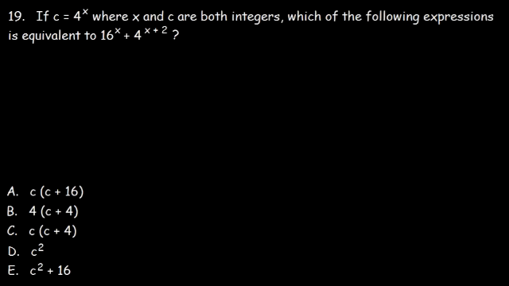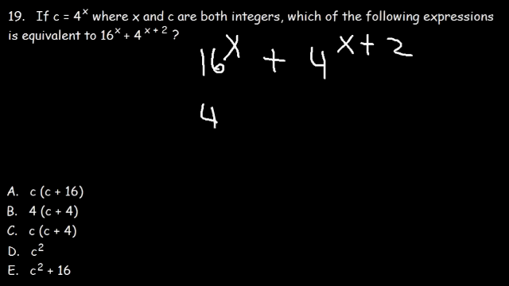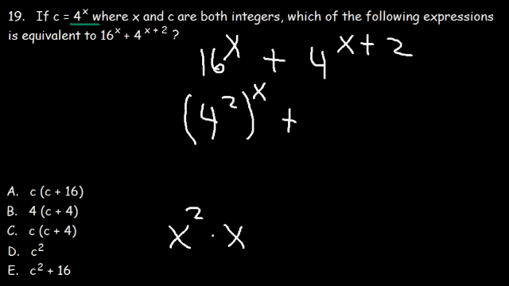Let's start with the expression 16 raised to the x plus 4 raised to the x plus 2. Now, we can rewrite 16 as 4 squared. In order to convert x into c, we need the base 4. So let's convert 16 into base 4. So 16 is 4 squared. Now, last time we went over this property of exponents. We said x squared times x cubed is x to the 5th power, which is the same as x raised to the 3 plus 2.